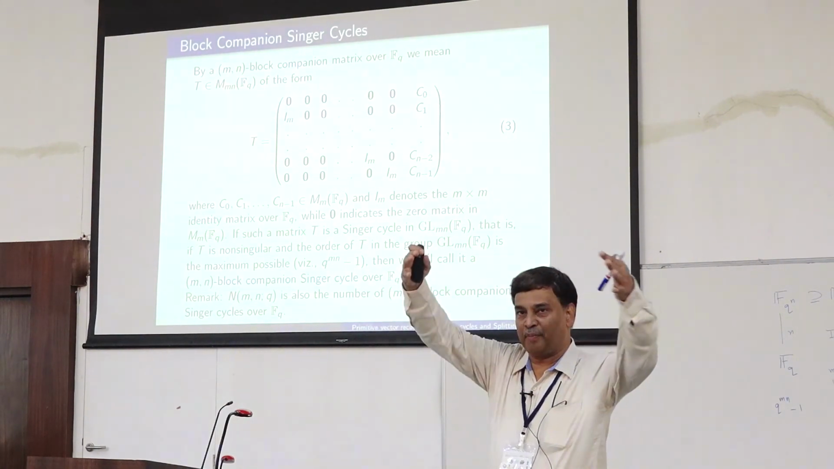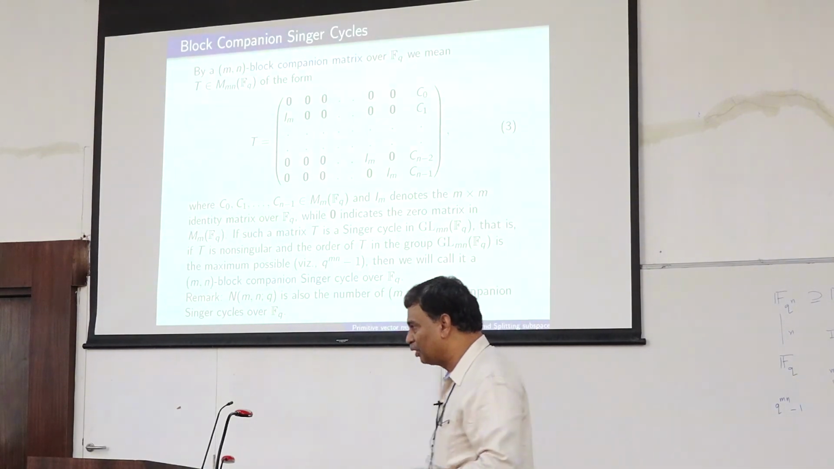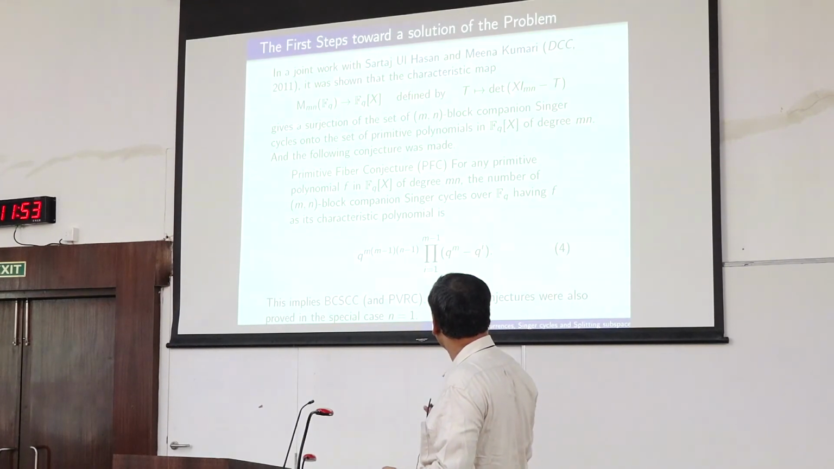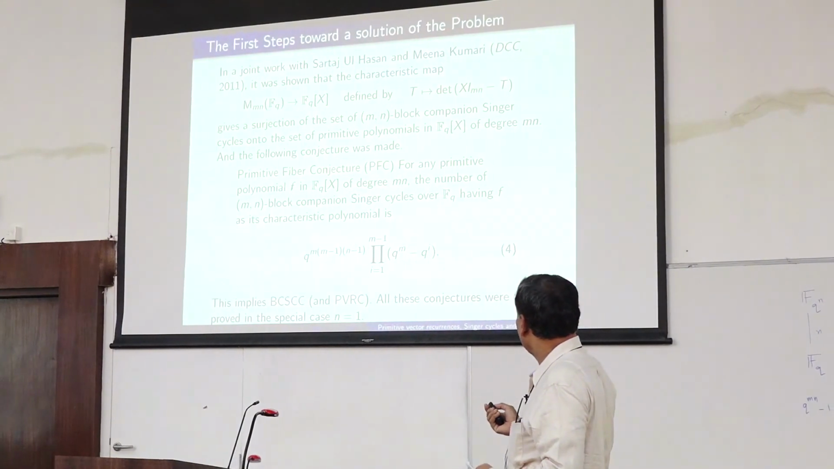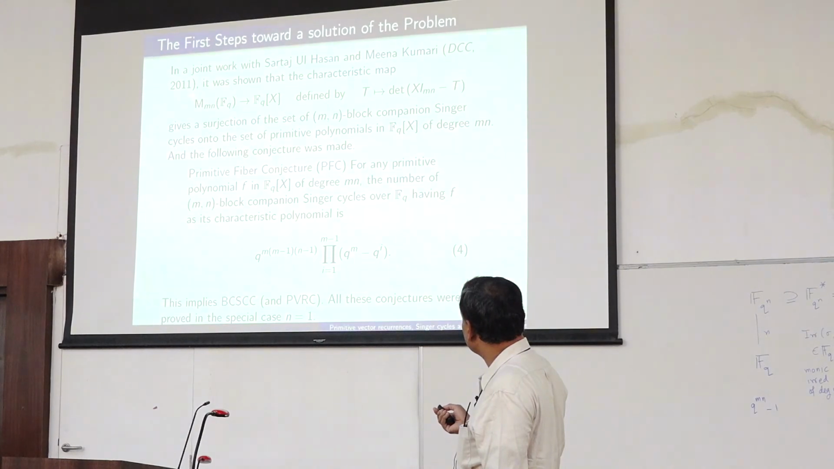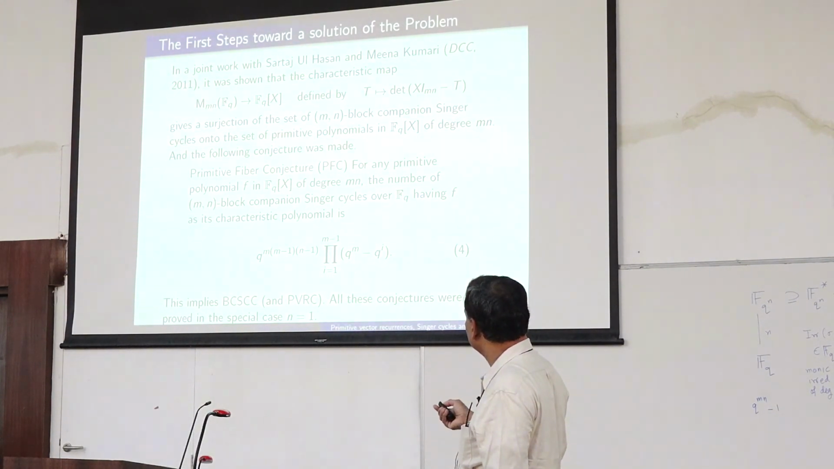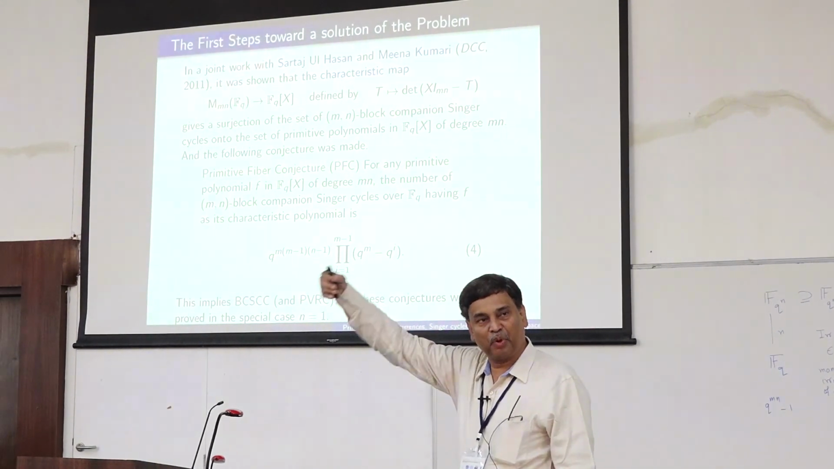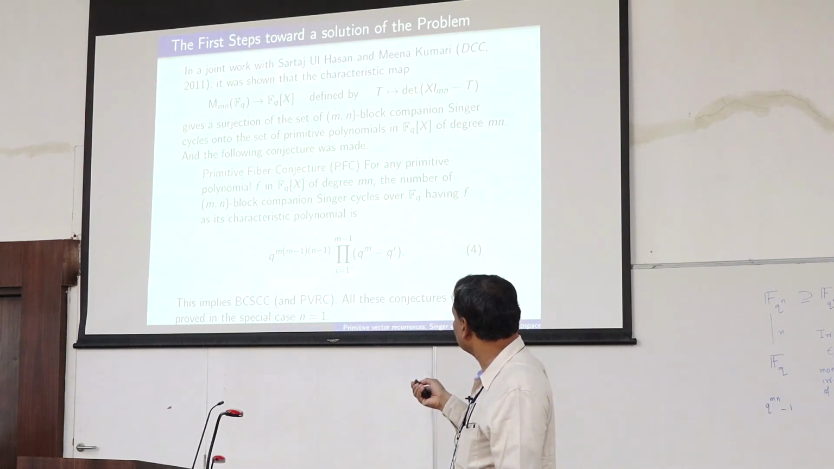Now, there is a natural map going from the set of matrices to the set of polynomials, namely the map which takes a matrix to its characteristic polynomial. So, I look at this characteristic map, which just sends a matrix T to its characteristic polynomial, and what we observed is that I can restrict it here to mn block companion Singer cycles. Then if the elements of the domain are Singer cycles, the polynomials that you will get will be primitive polynomials, the monic polynomials of degree m.